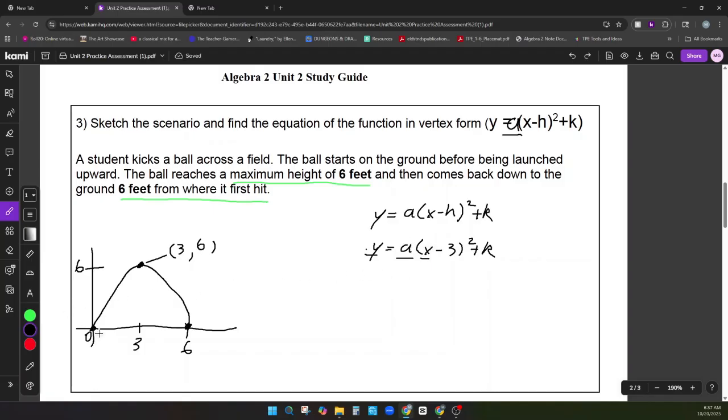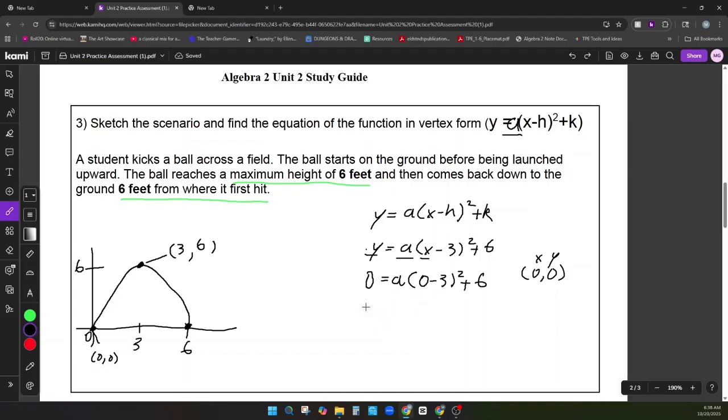Well, I know my graph goes through (0, 0). So I'm going to take that, 0 comma 0, and plug in for my x and y values here. So instead of writing y, I'm going to write 0 is equal to a(0 minus 3) squared plus, apologies, that shouldn't be a k, because we know what value that's going to be, right? That should now be a 6. So now I have my zeros plugged in. I only have an a left over. So now that lets me solve for a.